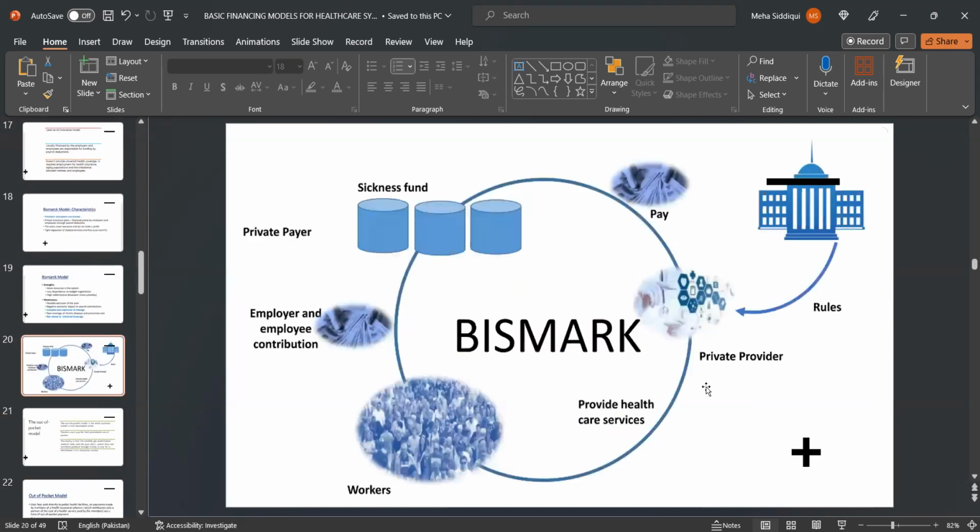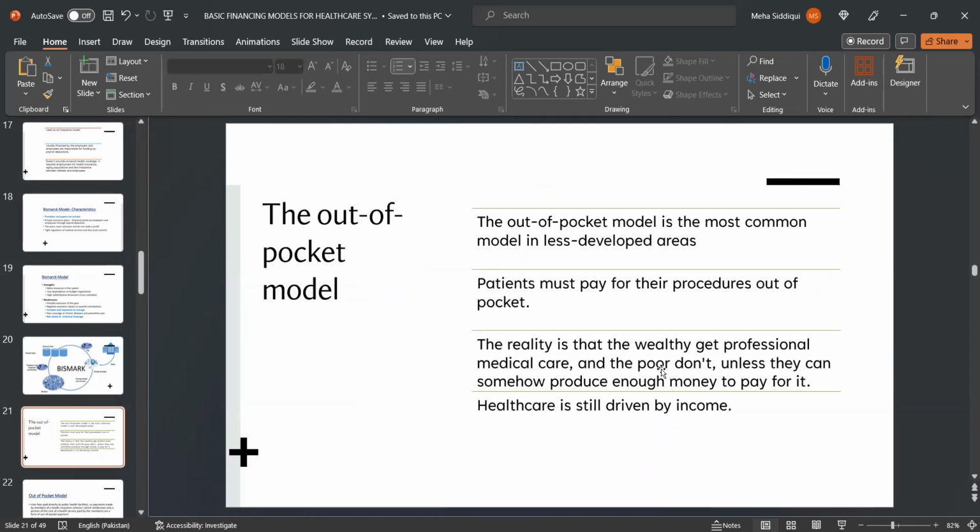Now, again, this is a diagrammatic representation where we can see that the workers and employers contribute to the sickness funds, and then the government along with private providers are providing healthcare services to the public.